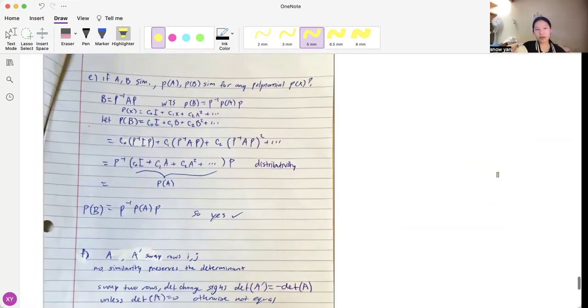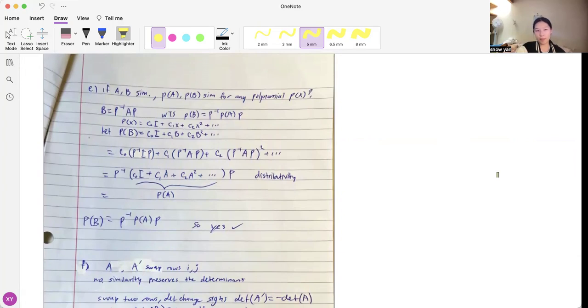So what we do for this is we still start off with what we know, B is equal to P inverse AP. So that's the similar property we have. We want to show that p of B is equal to p of A. Then we know that p of X is defined to be that expression, so each of those terms. So then we know that p of B is equal to this thing, just plugging in B for X.